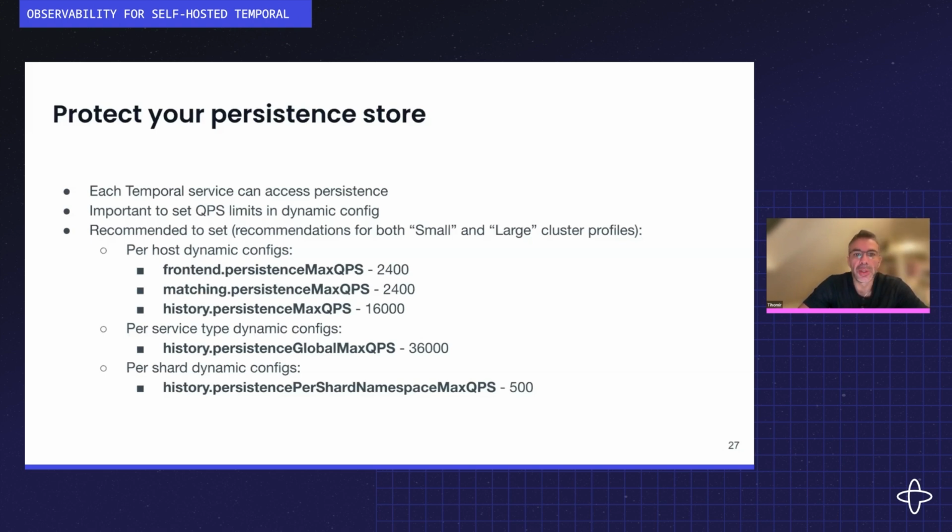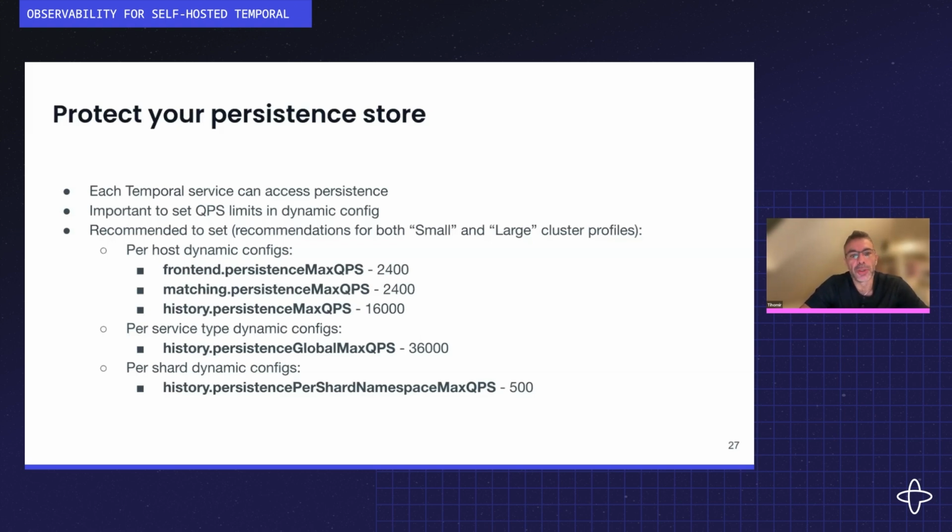One of the things we want to set is front-end persistence max QPS, which is basically setting the queries per second per host at our front-end service level. So if we have 4 front-end hosts, each one would have the 2,400 queries per second limit. Same thing for history and matching. It's important also, because we might scale up or down, things like that.